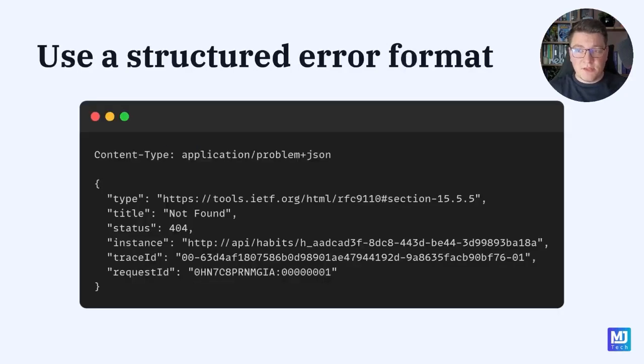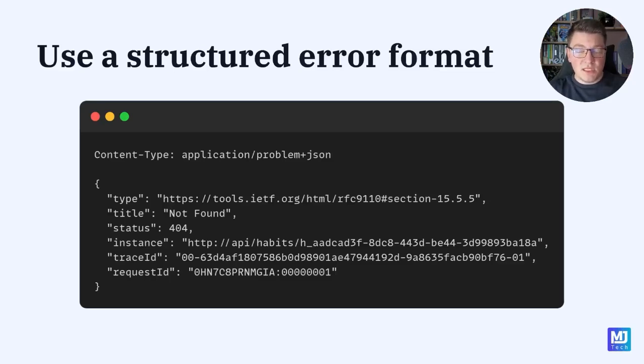The next best practice I want to share is that you should use a structured error format. This can be anything you like. You can come up with your own error format, but there is a standard called the problem details, which you can use to represent your API errors in a structured way. This is an example of what it looks like. You may notice that the content type of this response is updated to be application/problem+JSON, and it comes with a standard set of fields that communicate what is the error that occurred.